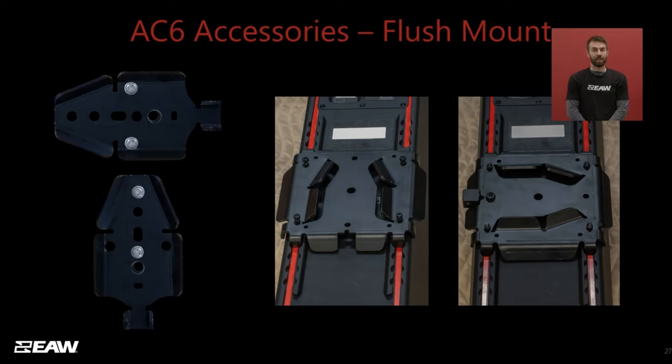This bracket is meant to disappear, so once on the wall, only a small portion of the bracket is visible from the side. There's no way to tilt or aim AC6 when you're using this option.